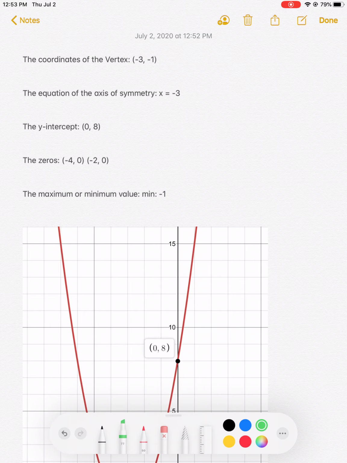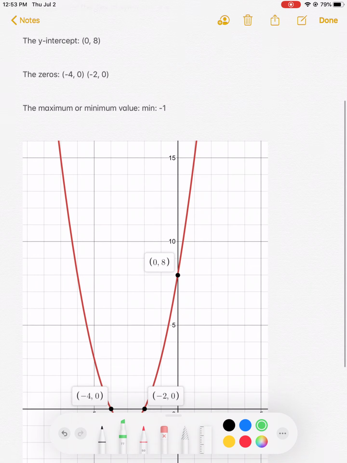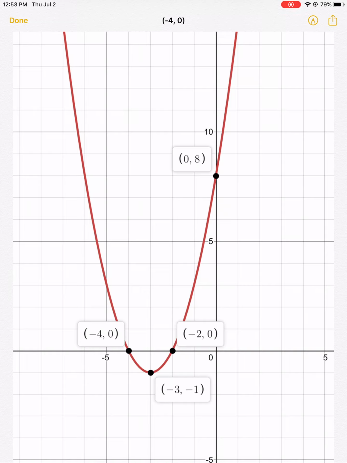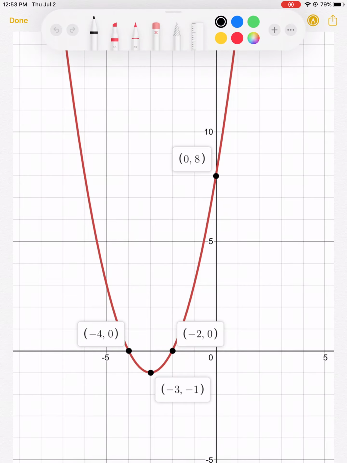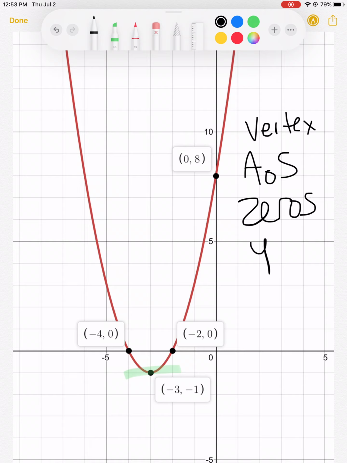So the coordinates of the vertex is (-3, -1). So as you can see, this was our vertex right here. I know I can draw on this one because it's a picture. Okay, so that's our vertex right there. What I can do is I can do vertex. What was our order? Vertex, axis of symmetry, hopefully you got that. Zeros, the y-intercept, and what was my last one? Vertex, axis of symmetry, y-intercept, zeros, and the max or min.